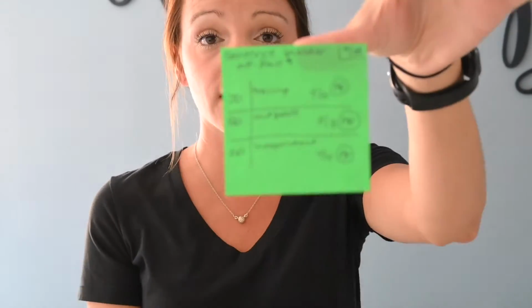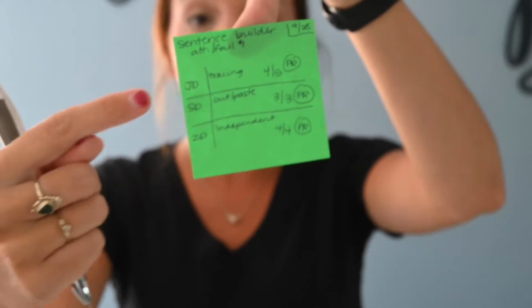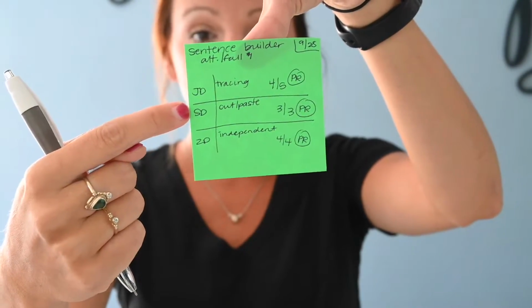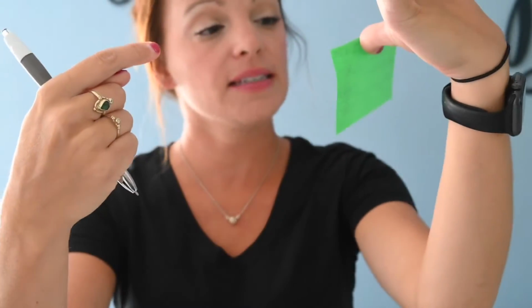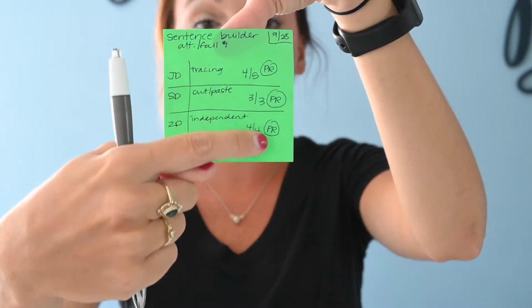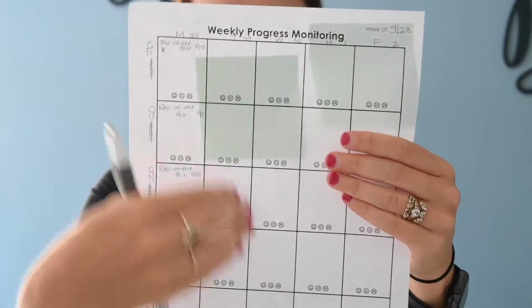So you're gonna go through and do this for all of these. So on the 28th, and then we have the 29th, the 30th, the 1st, and then the 2nd. I also have this. We did sentence builder that day, and then I wrote on the sticky note what they did. So JD did tracing, SD did cut and paste, and ZD did it independently. And then I wrote how many they got correct. So then I would go and put all of this data onto the front of this sheet and then put this on the back. Okay, same with the others.